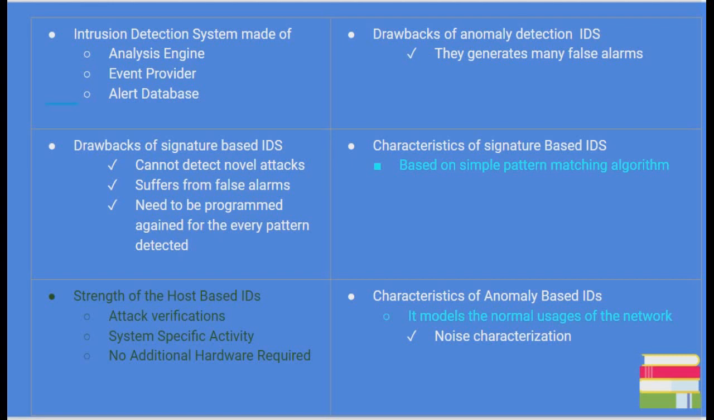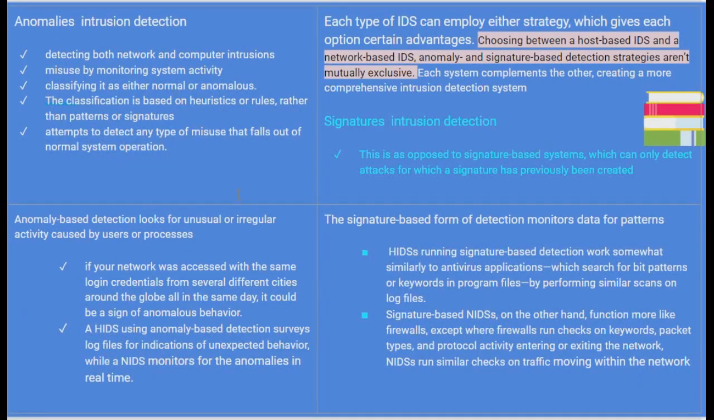Let's study more about this. Anomaly intrusion detection systems detect both network and computer intrusions and misuse by monitoring system activities and classifying them as normal or anomalous. The classification is based on some heuristics or rules, so it uses some kind of artificial intelligence to see what kinds of anomalies could be in a system. Based on those rules, it creates patterns or signatures and identifies that these rules will mark the packet or the log message as an anomaly.